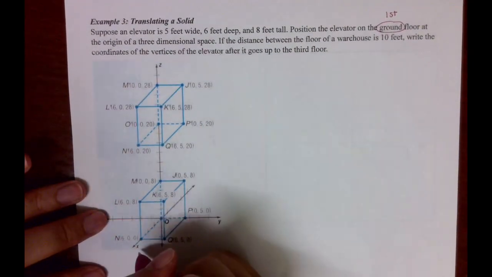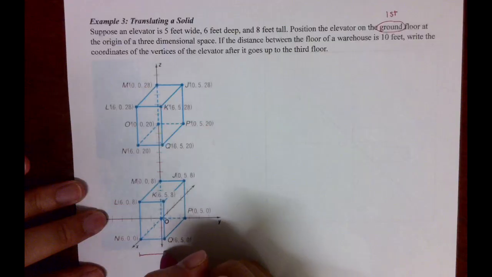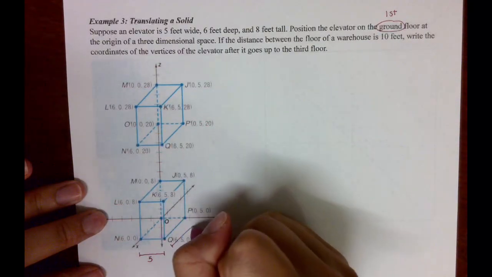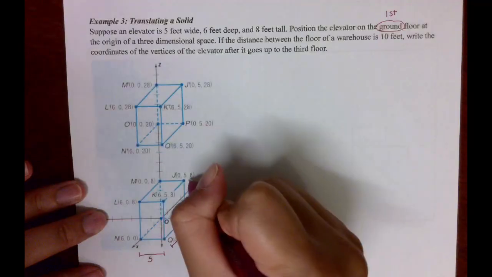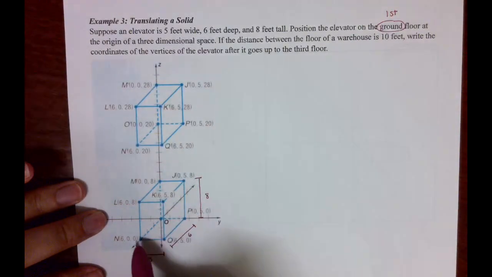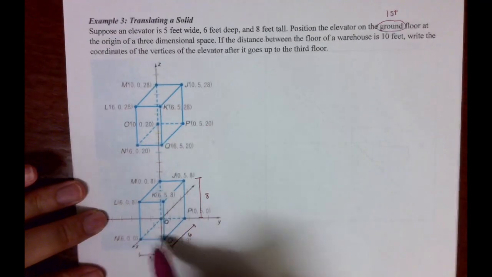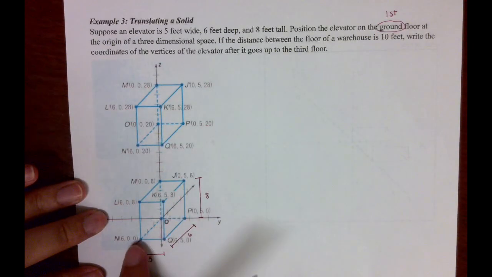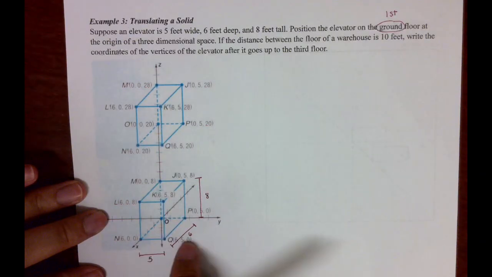So see how this is 5 feet wide. It is 6 feet deep. And then it is 8 feet tall. Okay. And then using what we learned from example 1, this is how we drew the elevator. Okay. And it's on the ground floor, so that's why you see here for that bottom base, the ordered pairs or z is all 0.